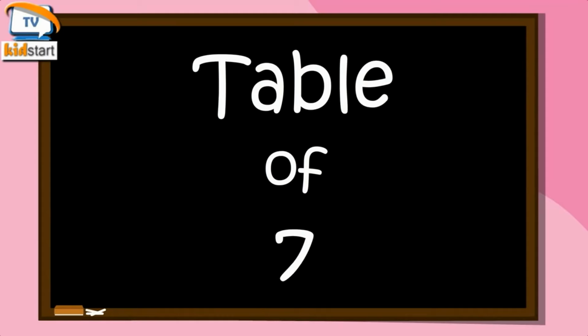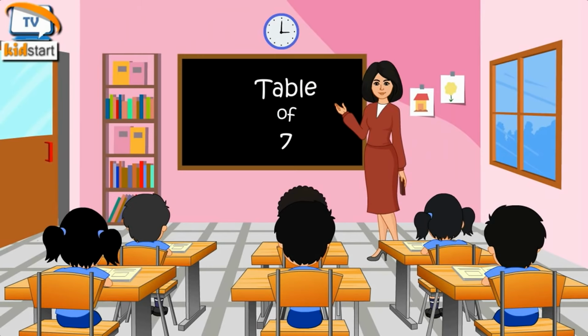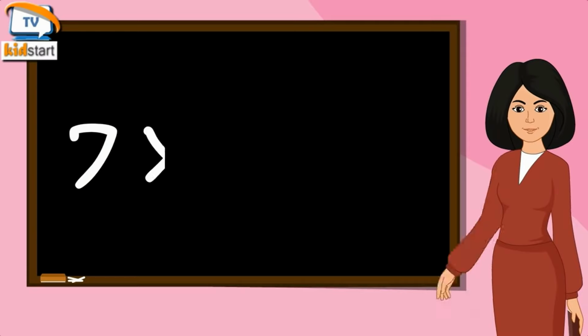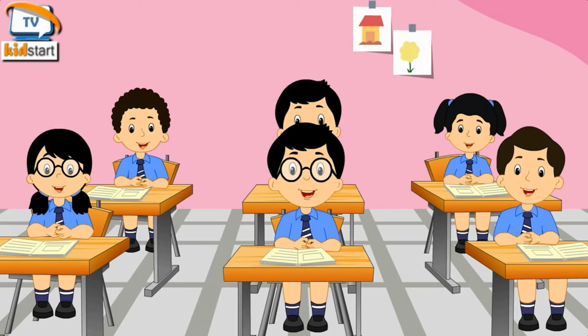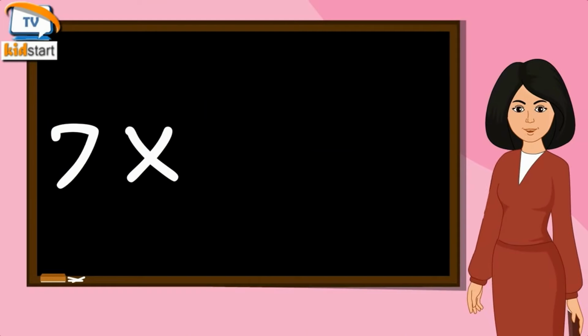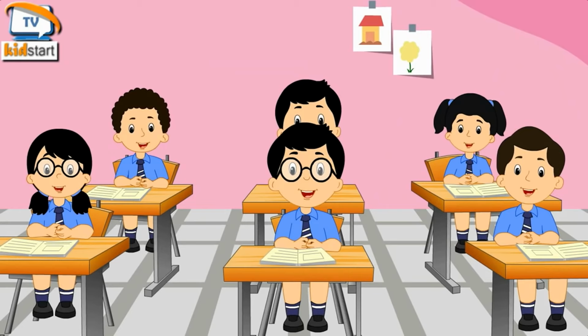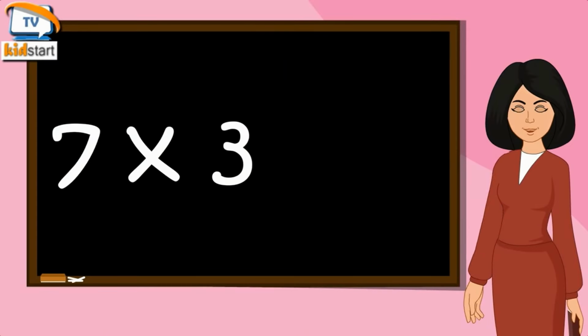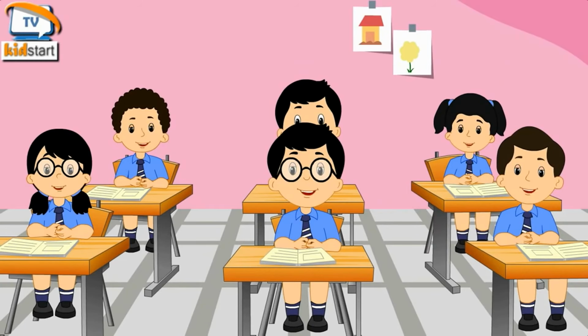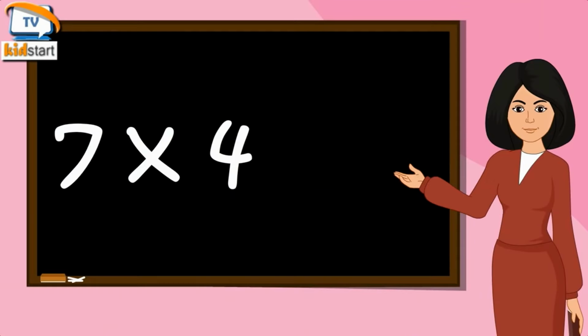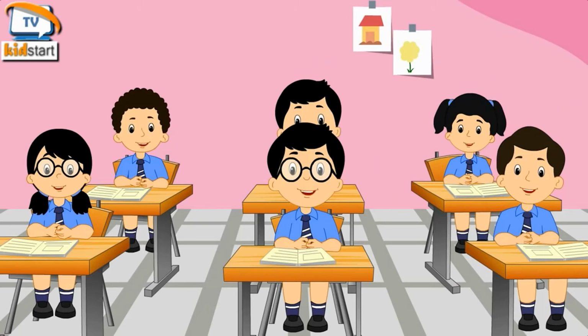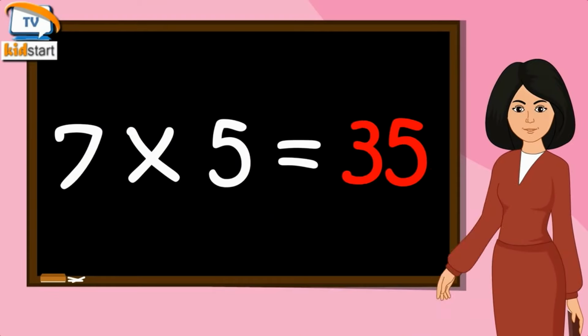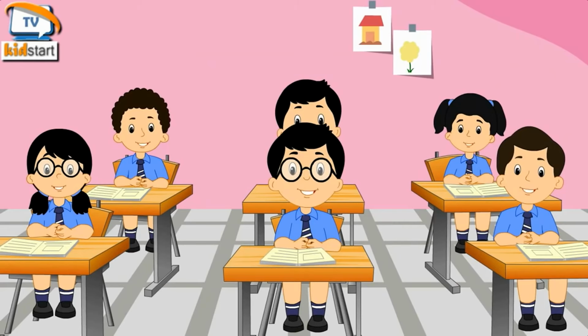Table of seven. Seven ones are seven. Seven twos are 14. Seven threes are 21. Seven fours are 28. Seven fives are 35.